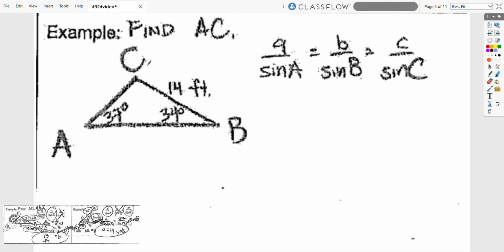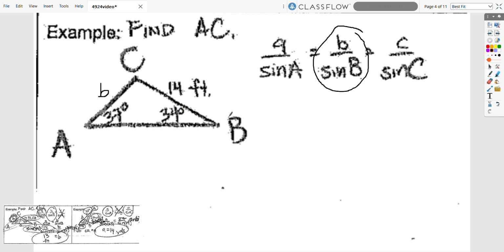So here we have a triangle, and it says to find AC. So side AC right here is across from angle B, right? So if this is angle B, this is going to be lowercase b. Since we have to find AC, that side, we know we're going to use B and B, right? We know we're going to use these B's because the angle is given and we have to find that side. So we know we're going to use that pair of B's.